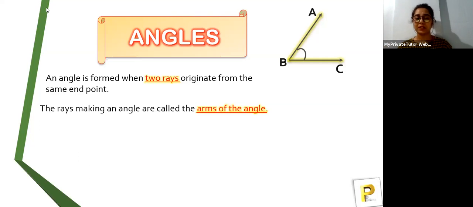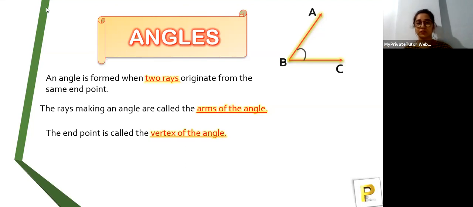The rays making an angle are called the arms of the angle. Just check this. Did you see these red lines? Both of these rays, ray BA and ray BC, together form an angle, and each of those rays is called an arm of the angle. Next, the endpoint is called the vertex of the angle. What does that mean? Point B is the endpoint through which these rays are extending, and that point is called the vertex of the angle.